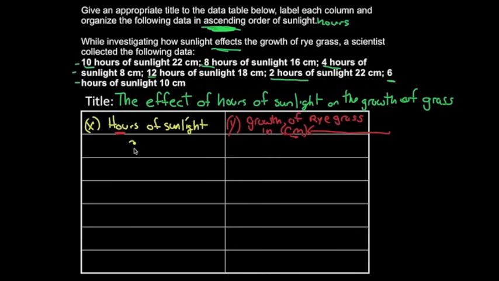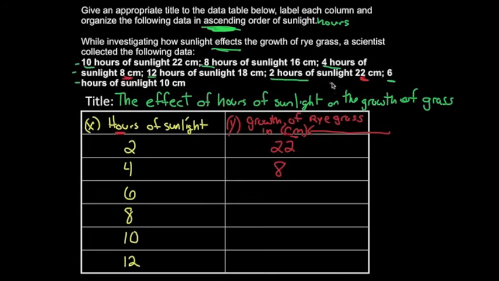We had hours of sunlight of 2, 4, 6, 8, 10, and 12. Now the corresponding measurements: at 2 hours of sunlight, you had 22 centimeters of growth. At 4 hours of sunlight, you had 8 centimeters of growth. If it doesn't make sense to you, that doesn't matter. You just have to write down what you recorded. You can't change your data just because you think it's not right.